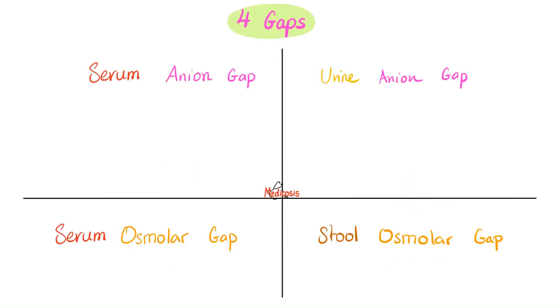So we have three types of osmolality: blood, urine, and stool. And we have four types of gaps. We have the serum anion gap, the urine anion gap, the serum osmolar gap, and the stool osmolar gap. Oh, by the way, here is a bombshell. The gap doesn't really exist. It's a gap in our knowledge, a gap in our measurement.